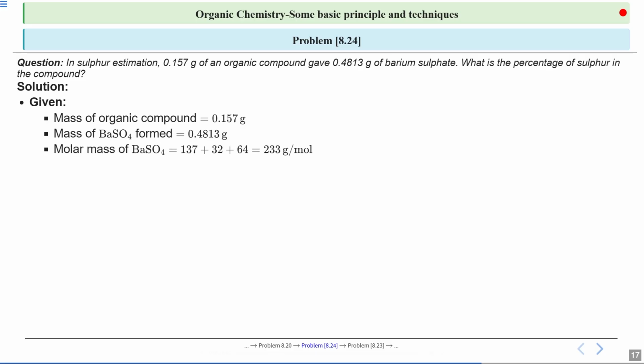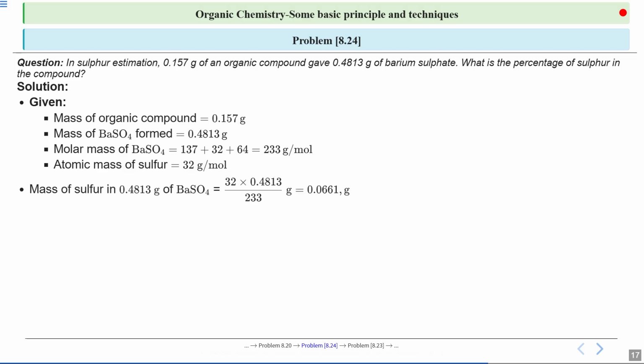After that, we can calculate the molar mass of barium sulfate, which will be the molar mass of barium, 137, plus the molar mass of sulfur, which is 32, and 4 times the molar mass of oxygen, which is 64. If you add it, you will get 233 gram per mole. Next, the atomic mass of sulfur is already known. It is 32 gram per mole. This value will be used to calculate the mass of sulfur present in the barium sulfate.